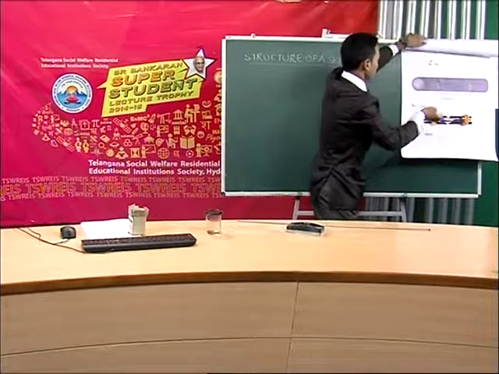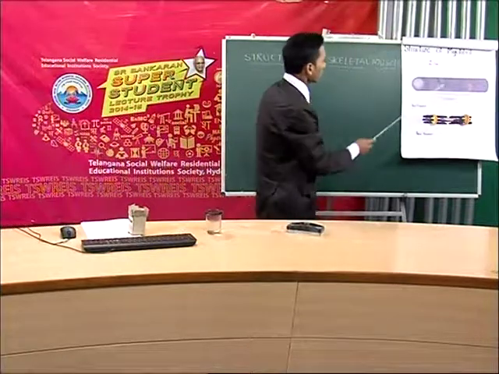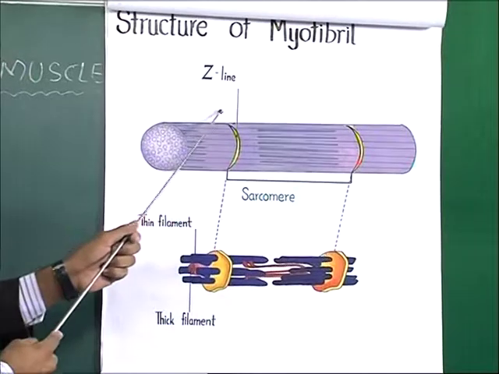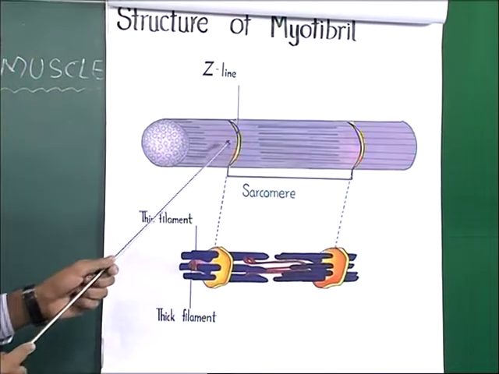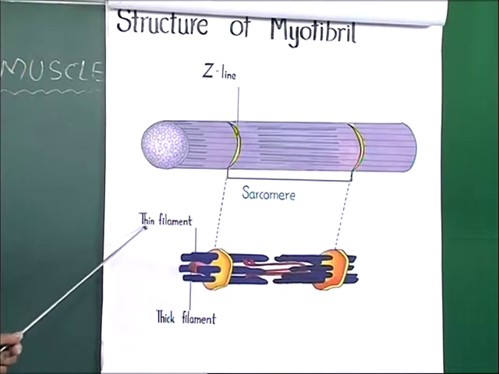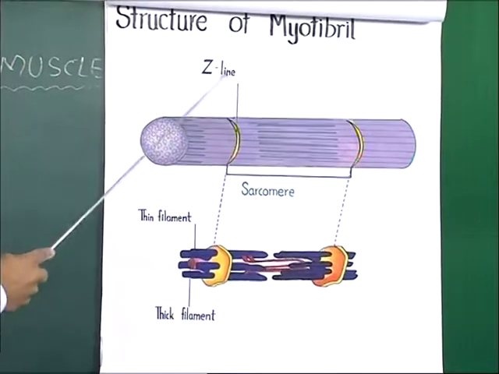You see here, this is a Z line. So this is the portion, the center of the I band, this is the Z line. So the Z line has the thin filaments, or these thin filaments are attached to the Z line.